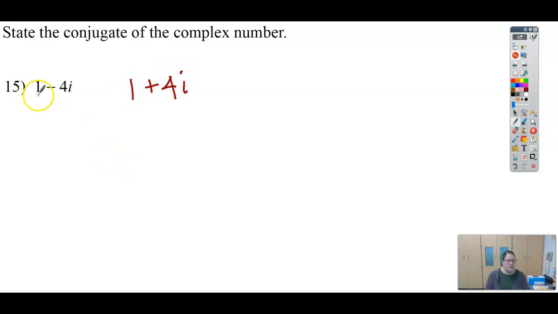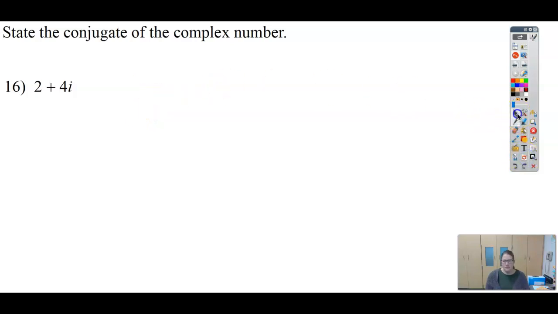So 1 minus 4i and 1 plus 4i are a conjugate pair. So if you're asked to find the conjugate of a complex number, you're literally just changing the sign of the number in front of the imaginary part. Okay, so let's look at a couple more. So I have 2 plus 4i, so the conjugate pair is going to be 2 minus 4i. So 2 plus 4i and 2 minus 4i is called a conjugate pair for complex numbers.